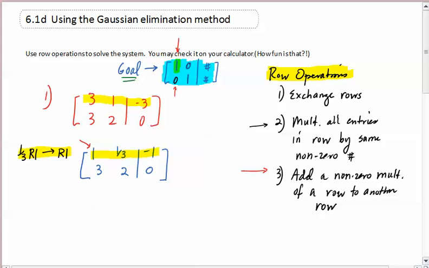Here's what I mean by that. Let's take a look. I'm going to temporarily multiply row 1 by negative 3. I'm going to add it to row 2, and that's going to replace my row 2 with the new row 2. All right, let's take a look.